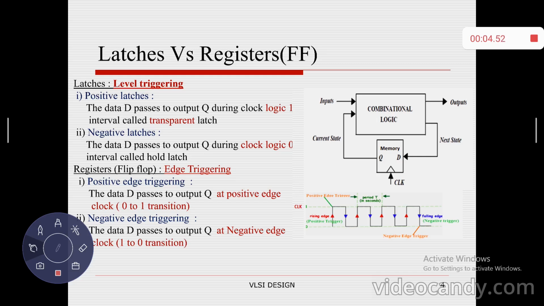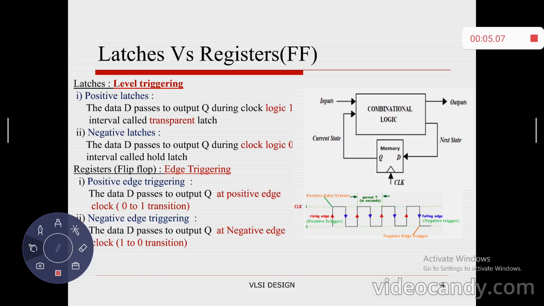So if the information stored in the memory is connected to the input of the combinational logic circuit during clock level 1, it is called a positive latch.